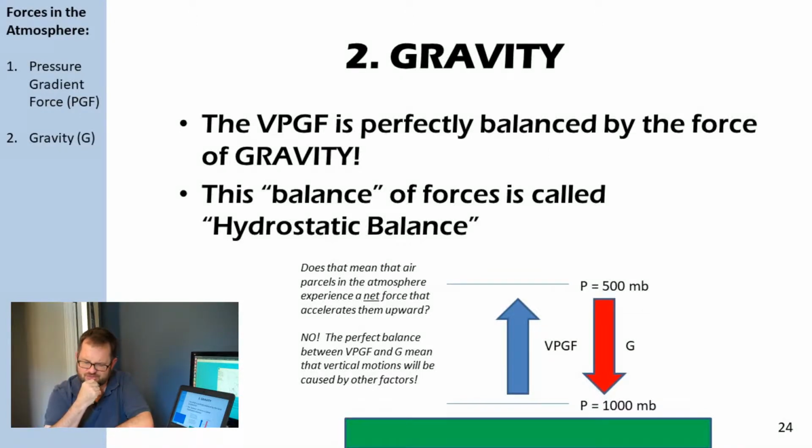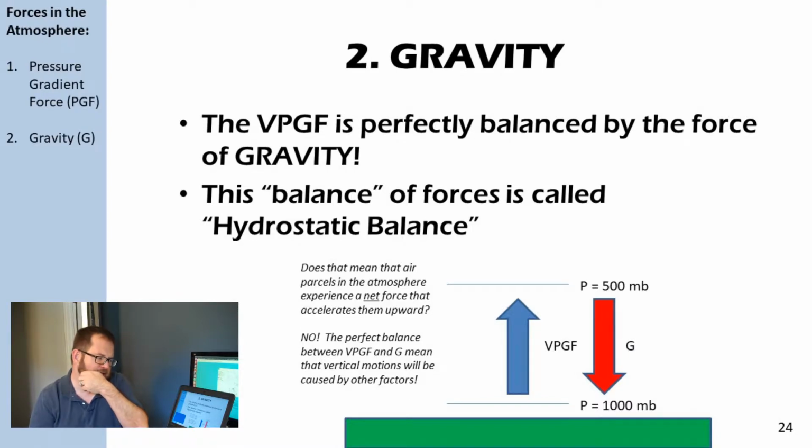Here the word hydro does not refer to water, it means fluid. And the air is a fluid, it flows. And static as in not moving. So hydrostatic means, why is it not moving? The hydrostatic balance is the perfect balance between the vertical pressure gradient force pushing up and the force of gravity pulling down. Any given volume of air you pick in the atmosphere is in hydrostatic balance. It has to be.